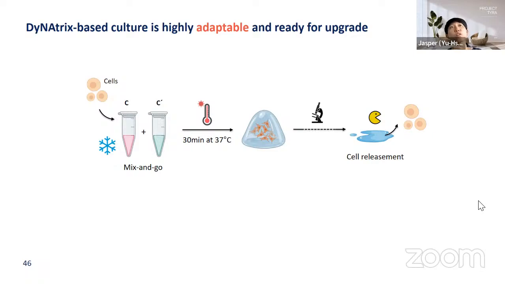The general workflow looks like this. You have two precursor solutions with heat-activating cross-linkers. You mix cells in your medium together with these two solutions at low temperature. Then you put them into the incubator for 30 minutes and form a gel, just like what you do with Matrigel. And during this culture, you can do imaging.